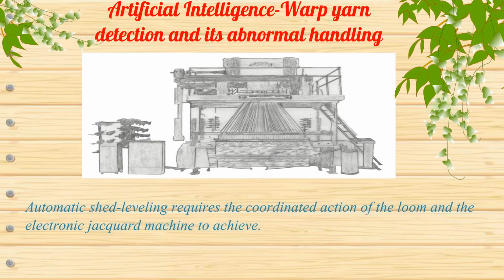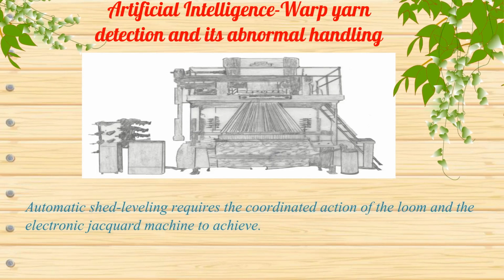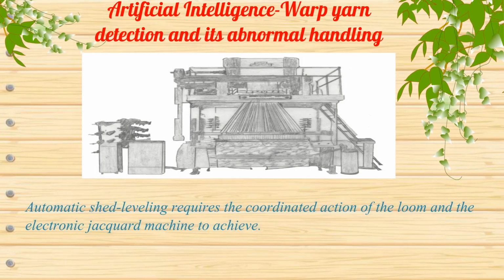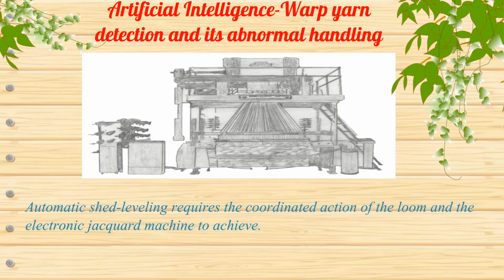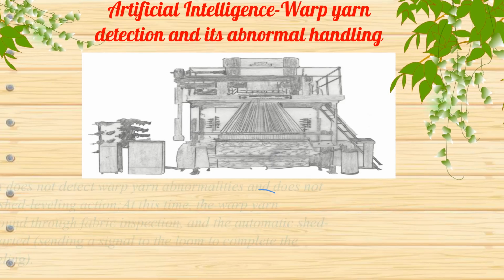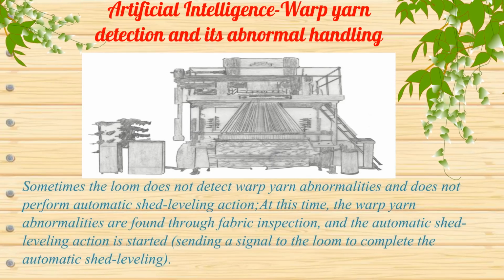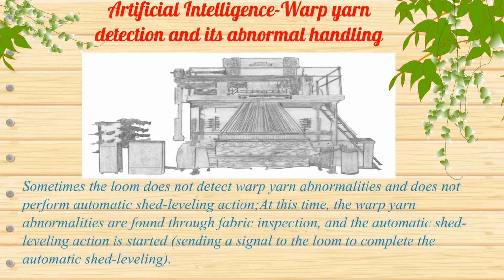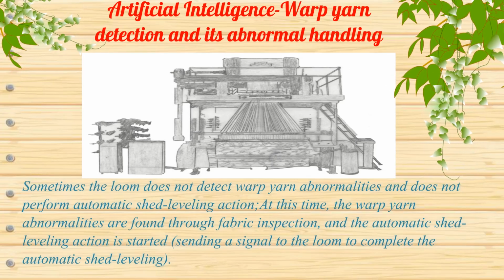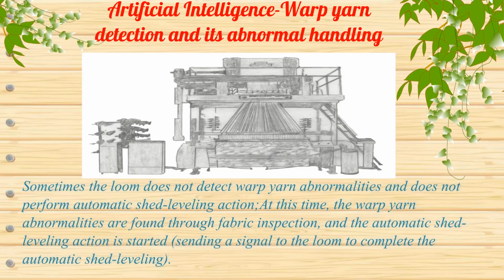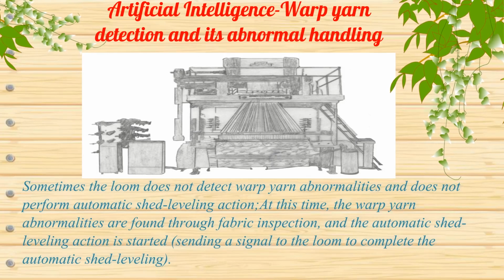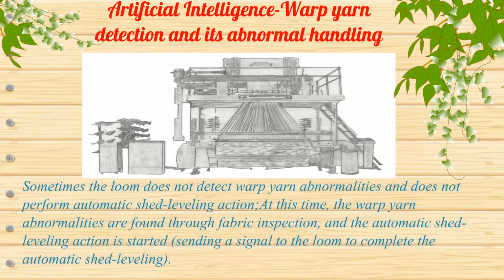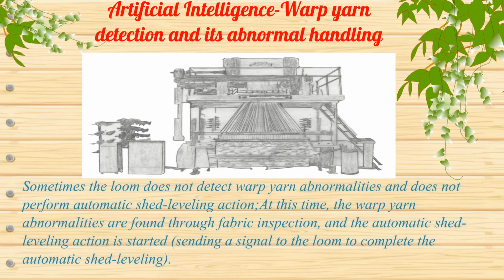Automatic shed leveling requires the coordinated action of the loom and the electronic jacquard machine to achieve. Sometimes the loom does not detect warp yarn abnormalities and does not perform the automatic shed leveling action. At this time, the warp yarn abnormalities are found through fabric inspection, and the automatic shed leveling action is started, sending a signal to the loom to complete the automatic shed leveling.